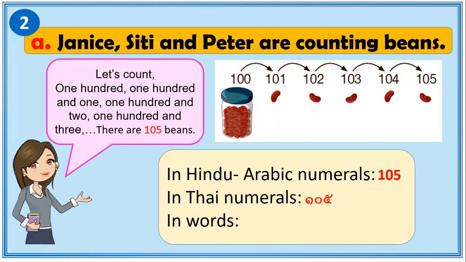In words, 105 is spelled as O-N-E, 1, H-U-N-D-R-E-D, 100, A-N-D, and F-I-V-E, 5. 105.